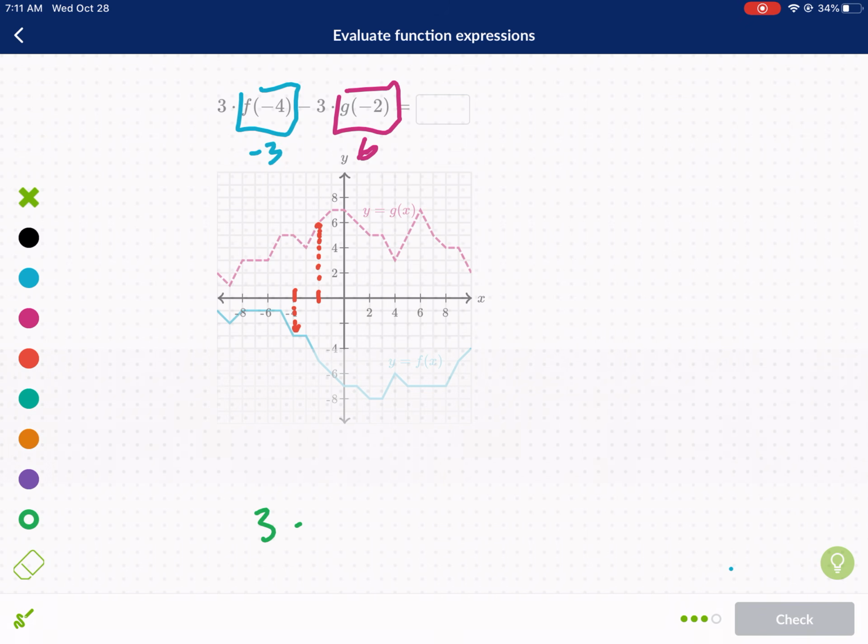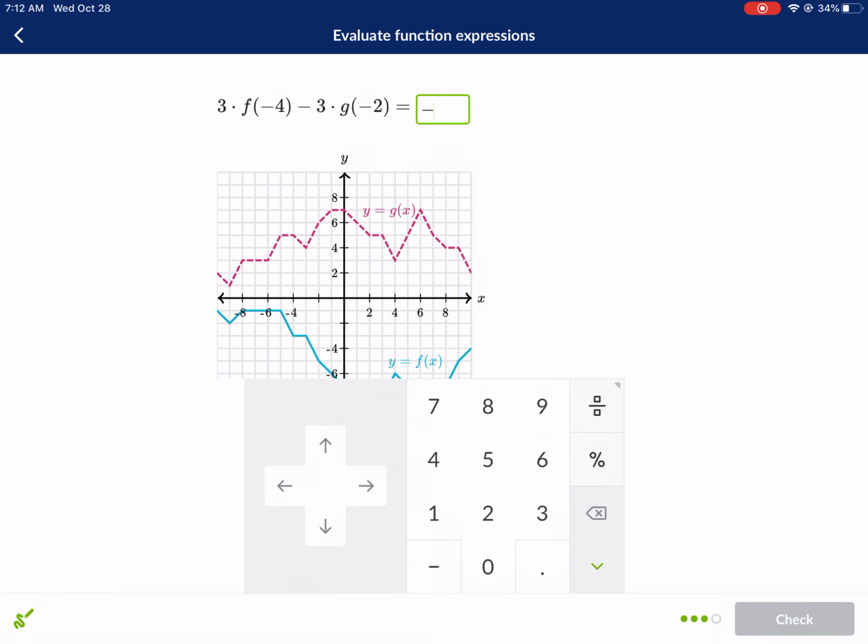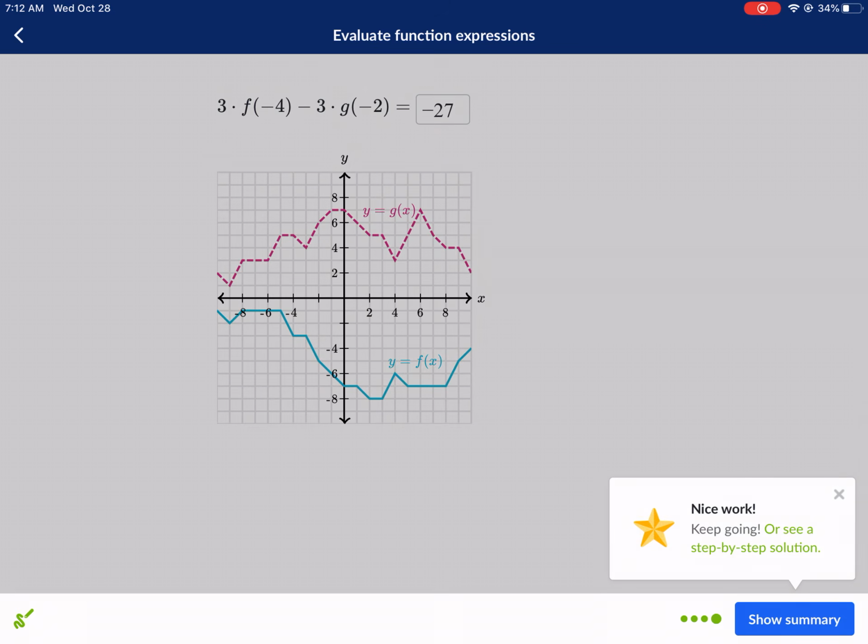So we have 3 times the f value minus 3 times the g value. We get negative 3 for f. We get positive 6 for g of negative 2, and we're ready to simplify. So we get 3 times negative 3 is negative 9. Negative 3 times 6 is negative 18. And it looks like we're going to get negative 27 for our total evaluated expression. Hopefully there's no mistakes there, and there weren't.